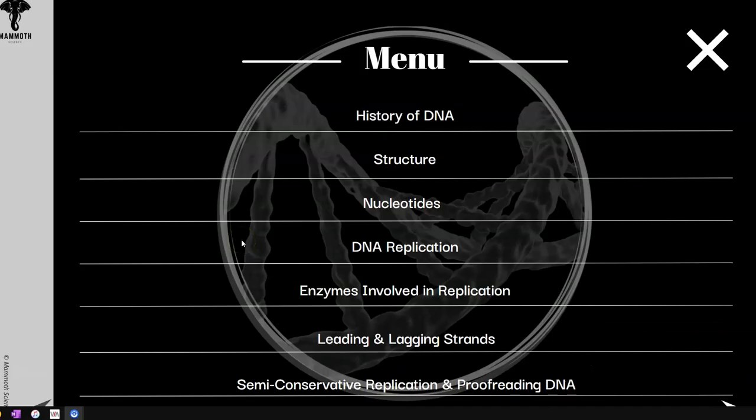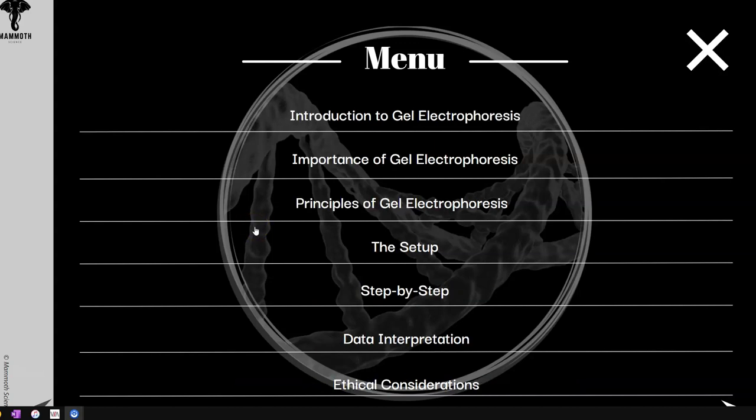mistakes. Here's the table of contents. We're going to talk about the history of DNA, its structure, nucleotides, replication, enzymes involved in replication, leading versus lagging strands, semi-conservative replication, and proofreading DNA, as well as an introduction to what's called gel electrophoresis, the importance of gel electrophoresis, principles of, and the setup, step-by-step, data interpretation, and finally, ethical considerations.